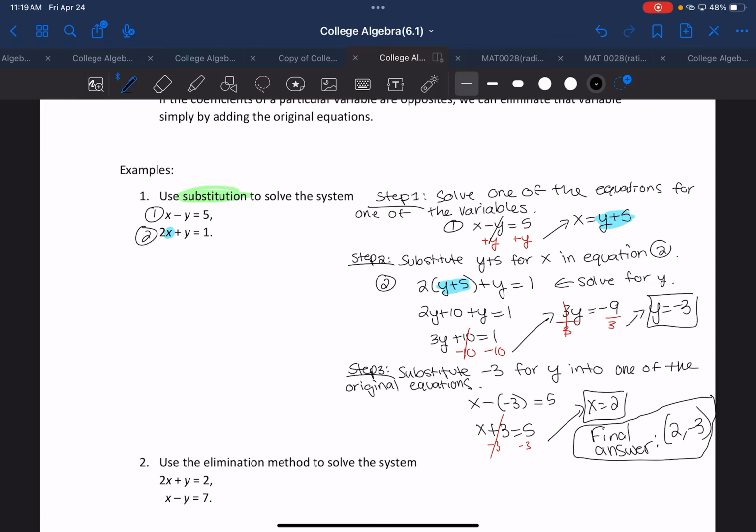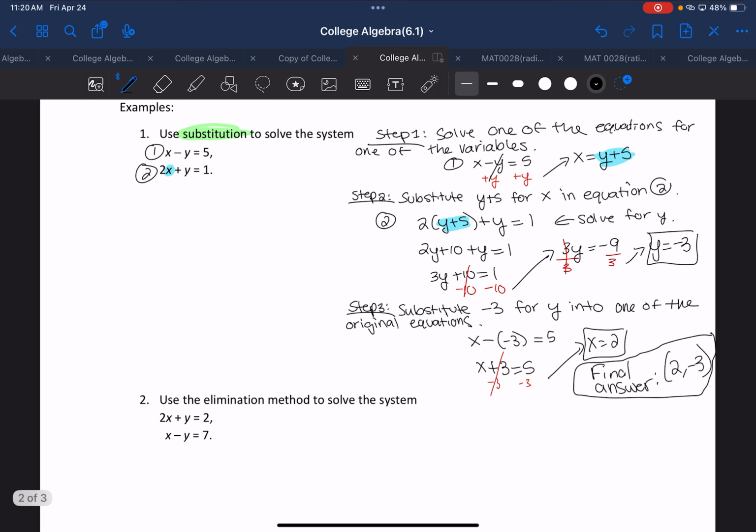Okay? So this is how you will always do the substitution method. You just solve one of the equations for one of the variables, doesn't matter which one. Then whatever you get for that step one, you're going to substitute it in for that variable into the other equation, then solve that equation for whatever variable is left. Then once you get the answer for one variable, you substitute it back into the original to get the answer for the other variable. It's just a lot of substituting. Okay? Good?